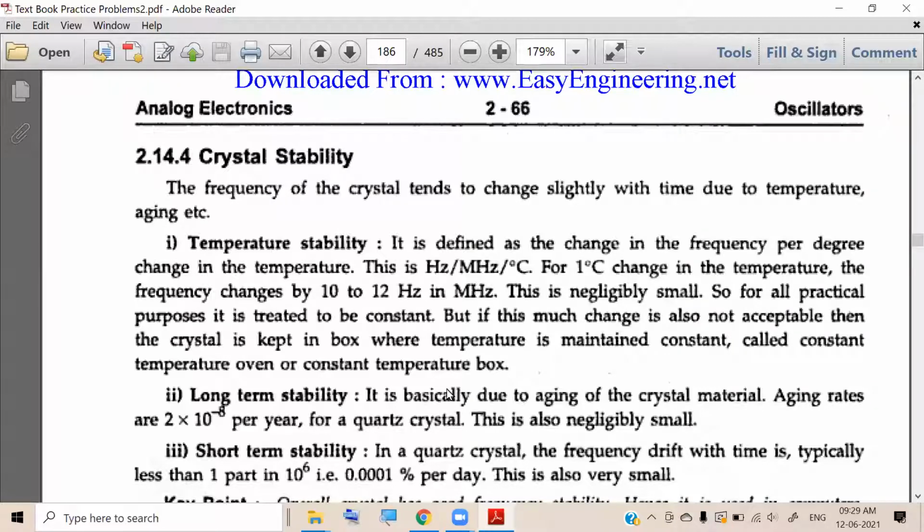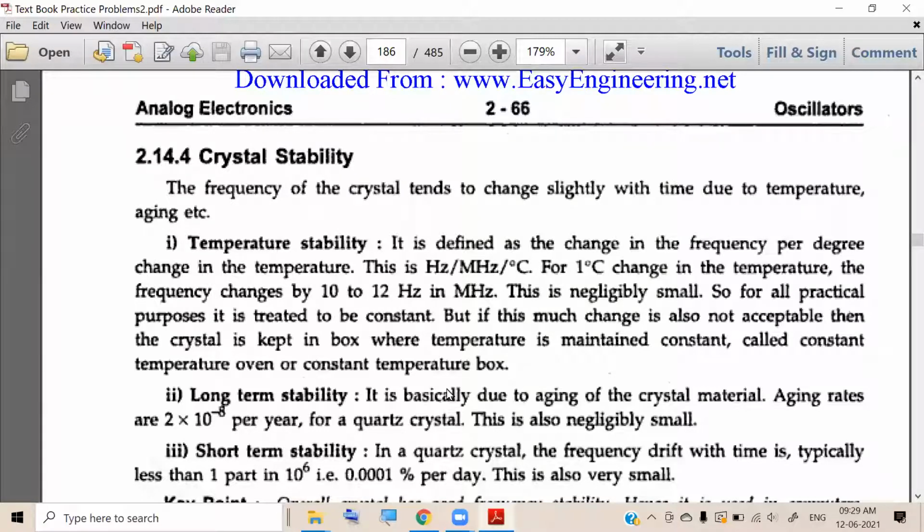And this is a usual problem in the earlier oscillators that we discussed. Practically, such problems arise in the earlier oscillators. But in crystal oscillators, such problems are low, or you can say that the crystal stability is high. Let us go into the details of that.